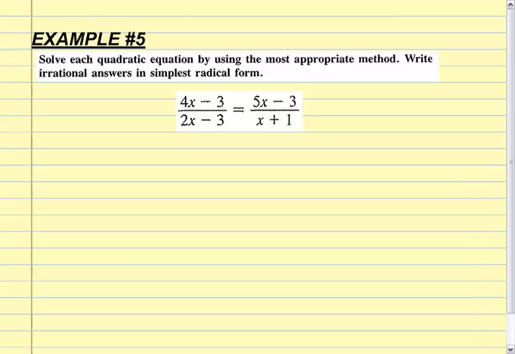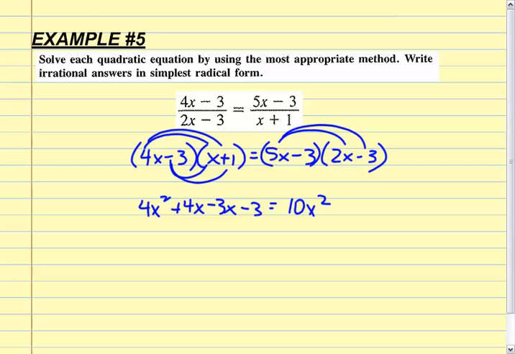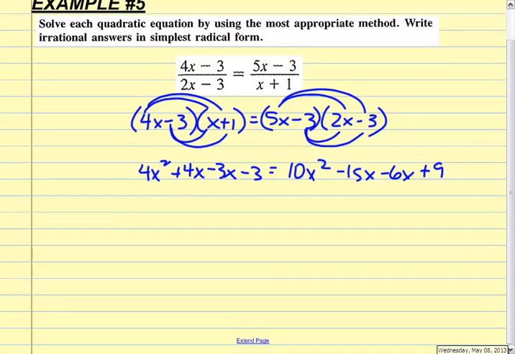So a fraction equals a fraction. It's a proportion. Cross multiply. 4x minus 3 times x plus 1 is equal to 5x minus 3 times 2x minus 3. Nice. Let's distribute. 4x squared plus 4x minus 3x minus 3 is equal to 10x squared minus 15x minus 6x plus 9. Okay, scoot down here.